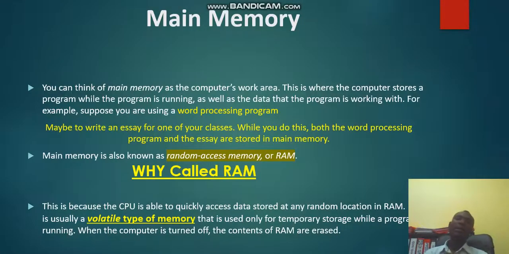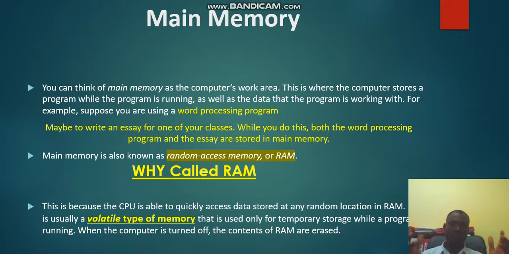Right, then let's go on to the main memory. We say that the computer is made up of different hardware. Let's talk about the main memory. When you think of main memory, think of it as the working area. This is where the computer stores a program while the program is running, as well as the data that the program is working with.